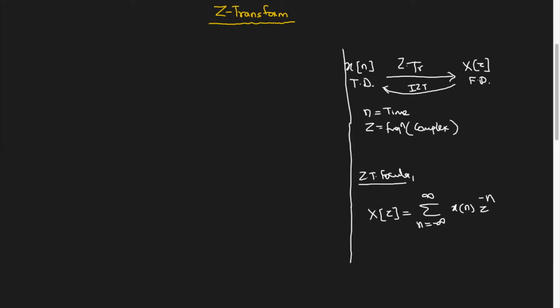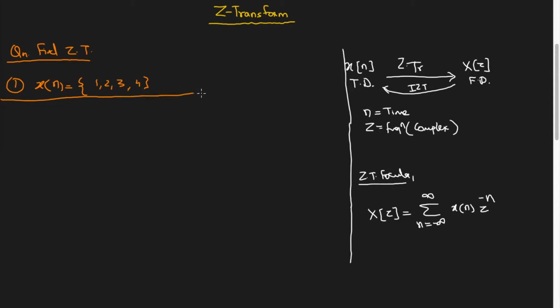So now I would like to take just one question so that I can explain things better to you. Now the question is going to be like this: find Z transform. That's the question. And let's take the first problem of that. Say you are given x of n, and the value of x of n is say 1, 2, 3, 4. Now that's a standard example that I want to find Z transform for.